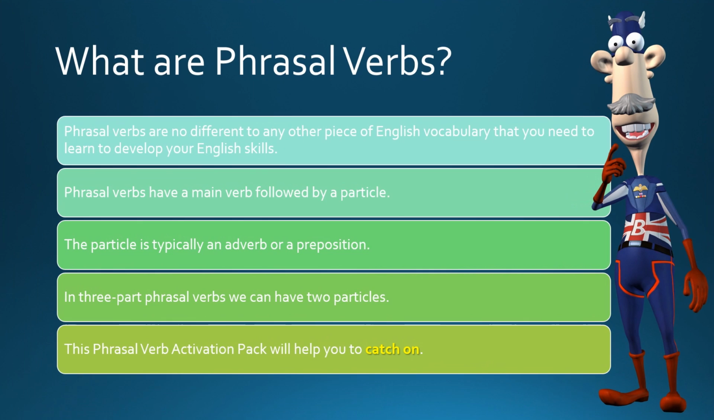What are phrasal verbs? Phrasal verbs are no different to any other piece of English vocabulary that you need to learn to develop your English skills. Phrasal verbs have a main verb followed by a particle. The particle is typically an adverb or a preposition. In three-part phrasal verbs we can have two particles. This phrasal verb activation pack will help you to catch on.